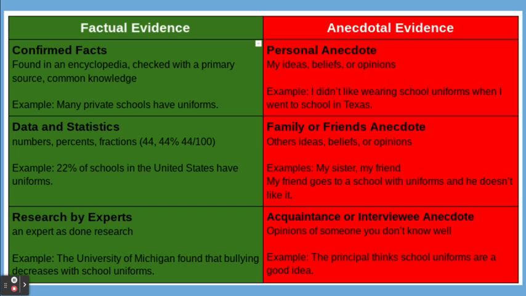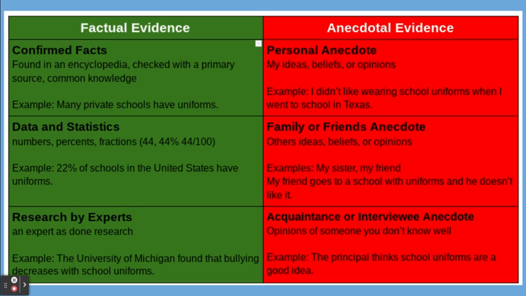Research by experts. This is where we have an expert. You often see words like professor or research done by this university. So that's the example there. It says the University of Michigan found that bullying decreases with school uniforms. So an expert had to interview or do research, look at what the rates of bullying were before the uniforms and then after, and the University of Michigan found that bullying decreases when school uniforms are at a school. So that's factual evidence. We have confirmed facts, data and statistics, research by experts.